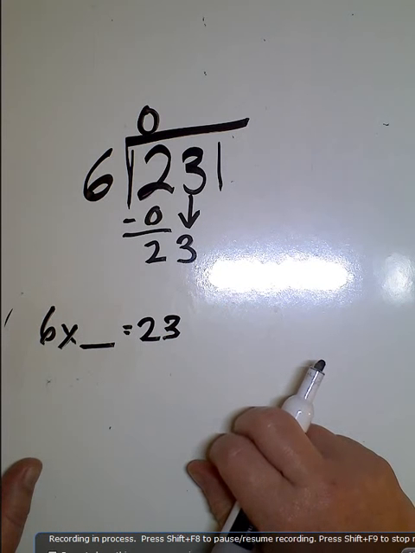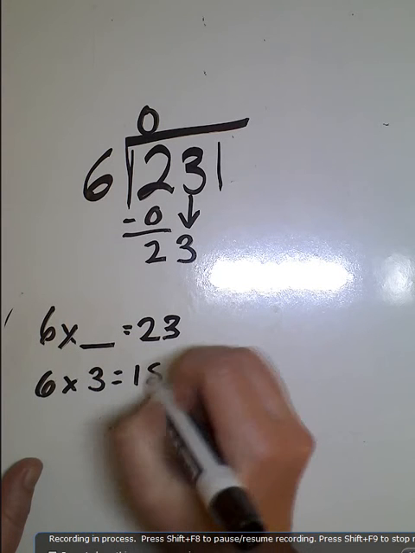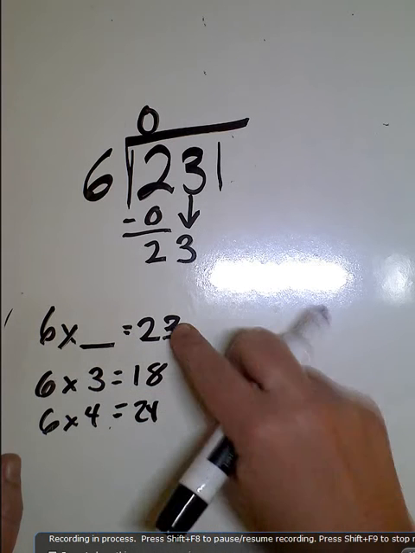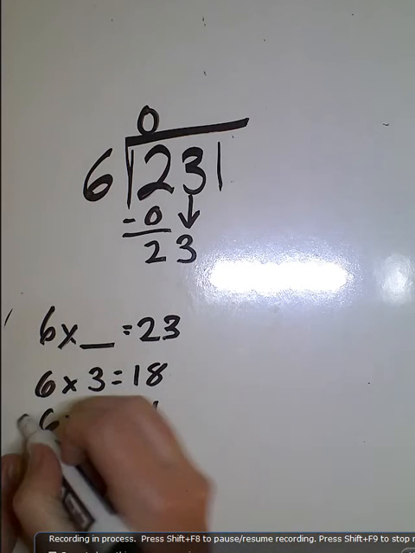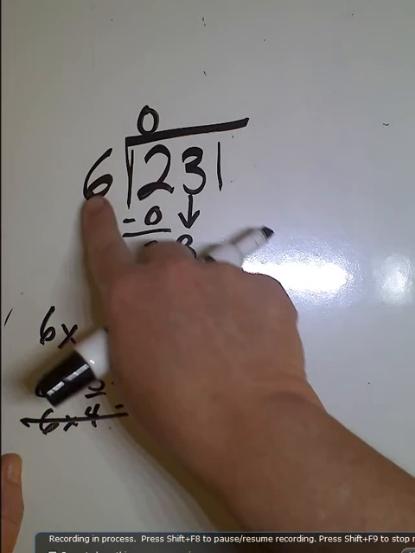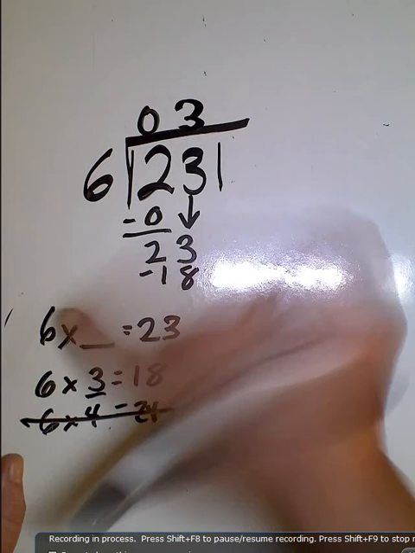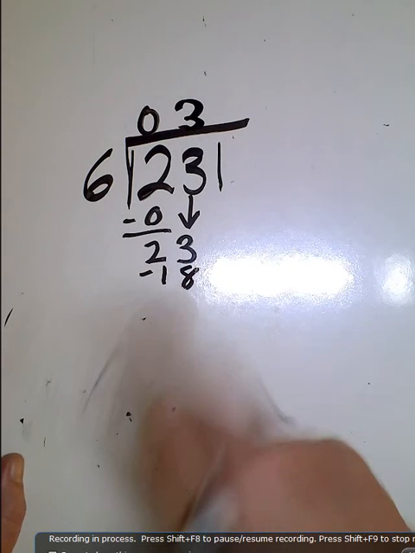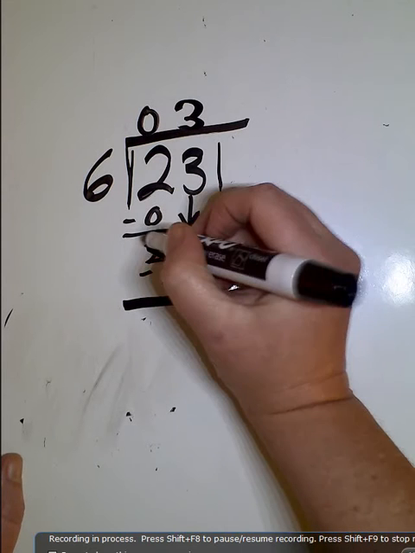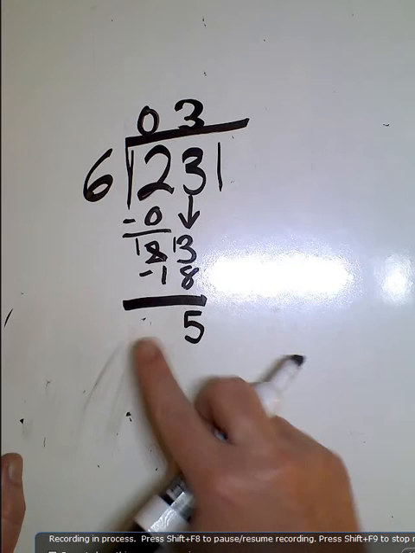If you know your math facts, then you know that 6 times 3 equals 18 and 6 times 4 equals 24. 24 is very close, but it goes over, so I cannot use that. It would have to be 6 times 3 is 18. So with that said, I can go ahead and subtract. 3 minus 8, I cannot do that. I must regroup. 13 minus 8 is 5. 1 minus 1 is 0 or nothing.